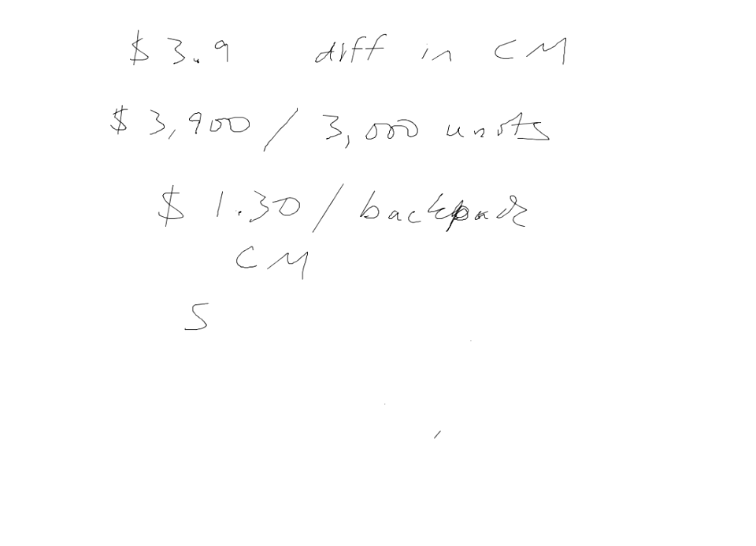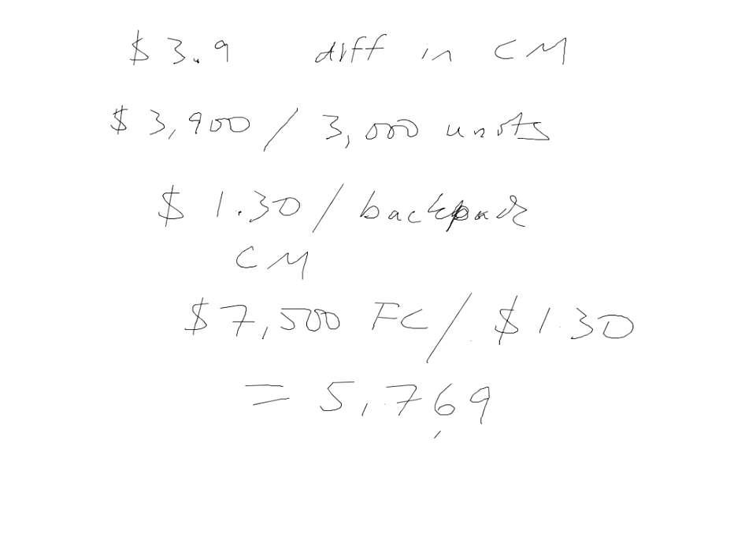So what we're going to do is take the $7,500 fixed cost and divide that by the contribution margin of $130, and we're going to get 5,769 units. So you would have to sell 5,769 of these special order backpacks to make that special order worthwhile.